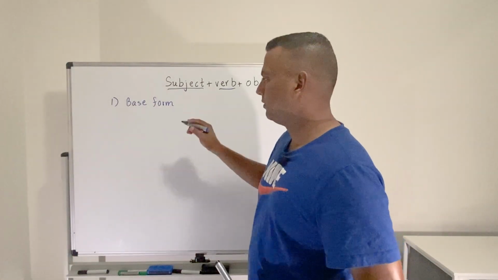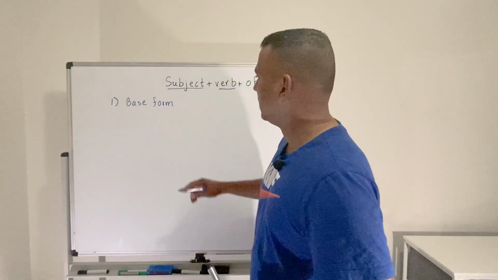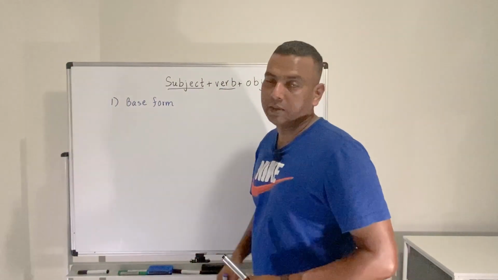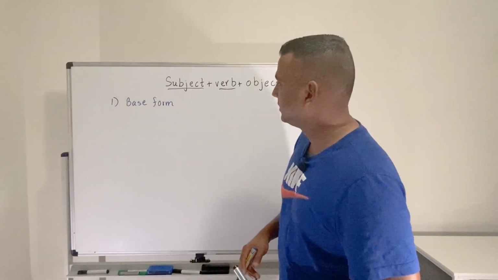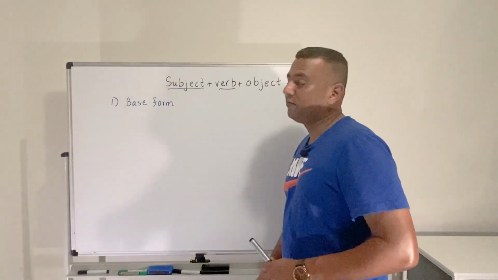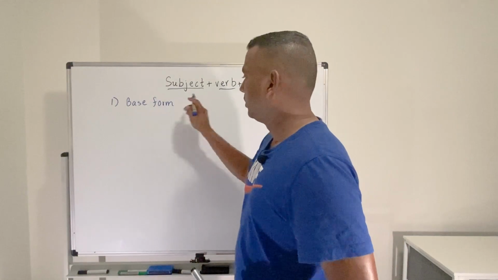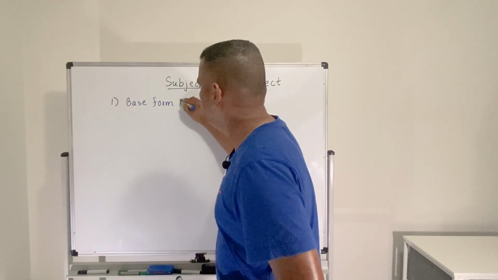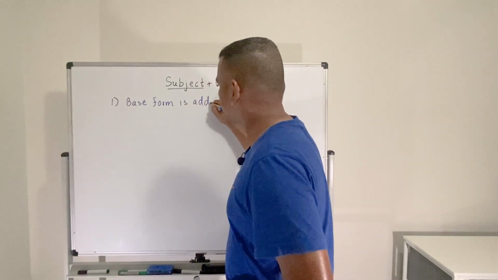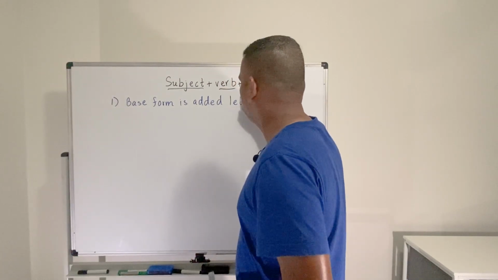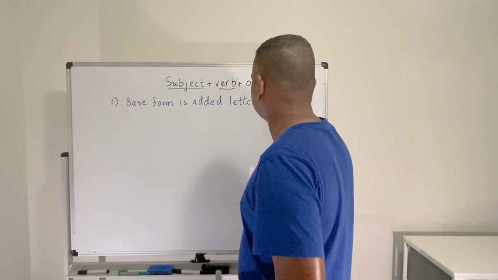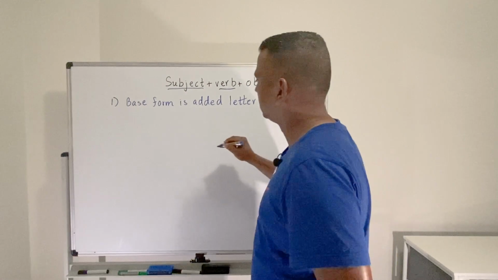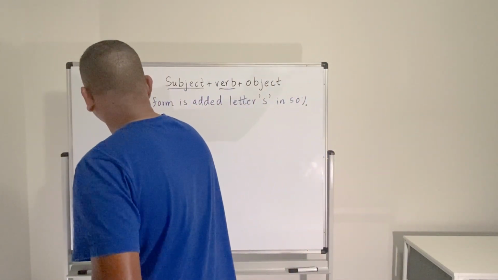So for the base form of the verb, what happens in 50% of the cases, now here when you use he, she, it or any proper noun or any singular noun as the subject, the modification to the verb happens just by adding an S. Base form is added letter S in 50% of the cases.